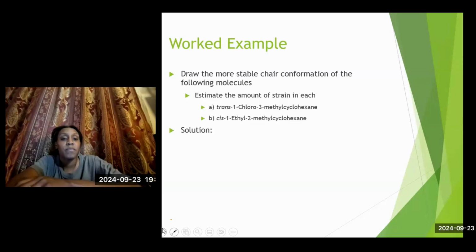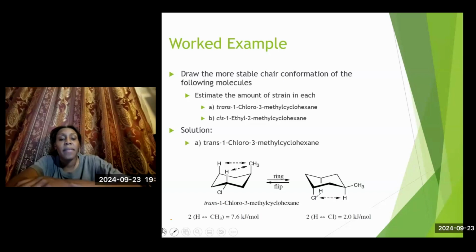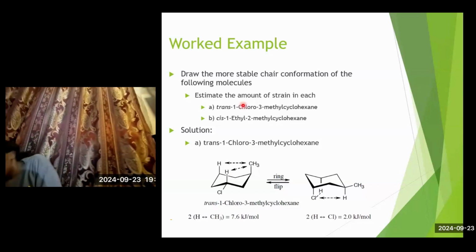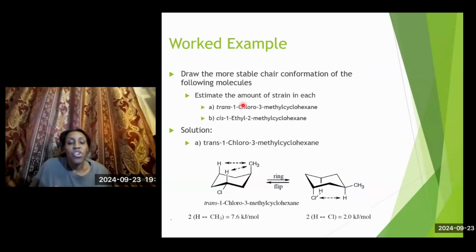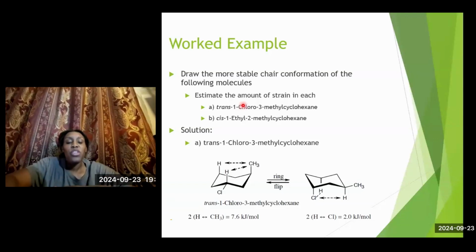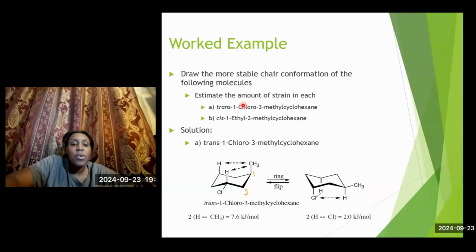So let's look at A. To identify which one is better, you're going to have to look at both of the chairs and then flip them. So let's first draw the first chair. If you notice, it says that it's trans. Therefore, if one's above the ring, the other one's going to be below. And so if I click and I go here, one of my substituent groups is up, the other one is below. I also need to make sure they're in the right space from each other. So that's 1, 2, 3.